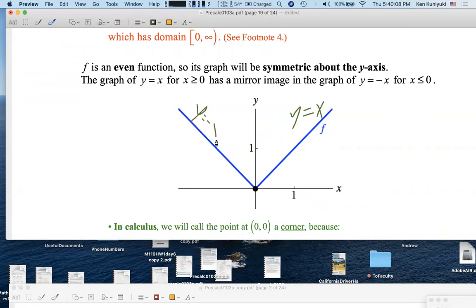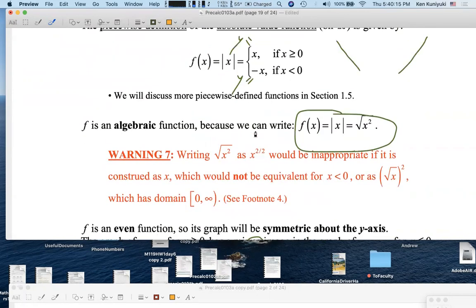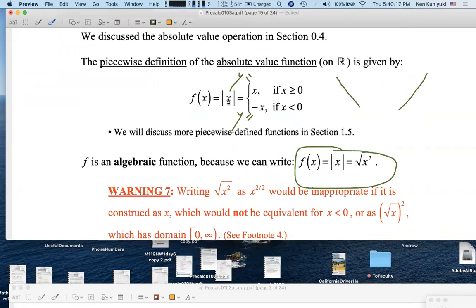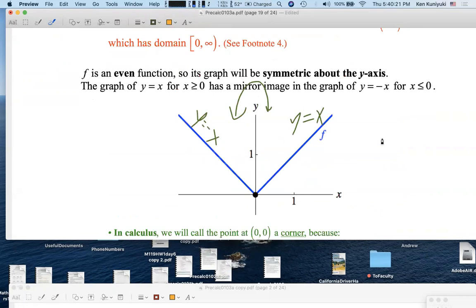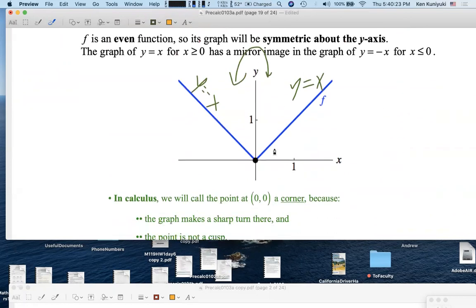Even, odd, or neither. Symmetry about the y-axis, it's even. Also, remember, the absolute value of opposites are equal. Domain is all reals. That's the V-graph, the V-graph. And this is called a corner, not a cusp, because you don't get infinite steepness.